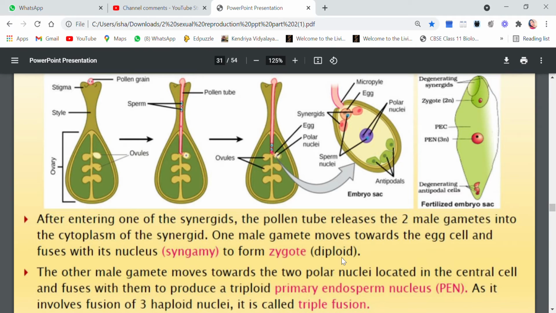So two male gametes are released. As the two male gametes are released, one will enter and fuse with the nucleus of the egg cell, this process is called syngamy, and this fusion will give rise to a diploid zygote.